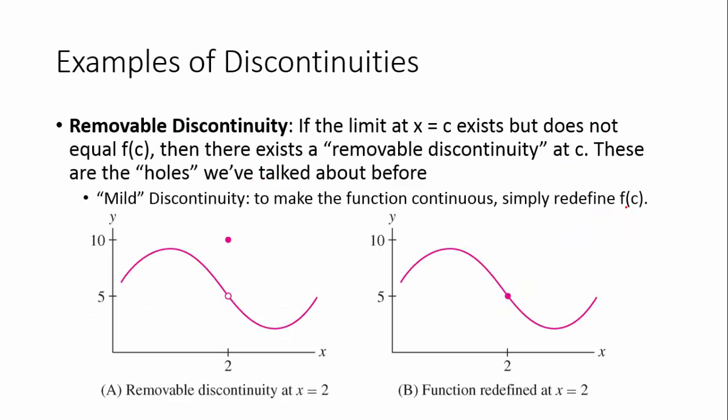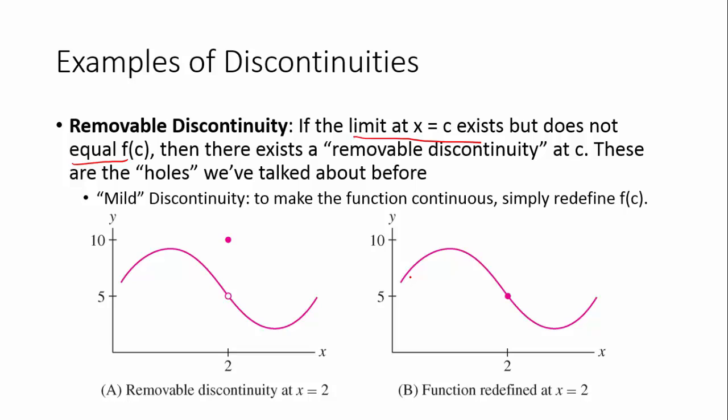Now I want to go through and talk about some of the different types of discontinuities and where those three conditions can break down. The first type we've already sort of talked about. Okay? It's a removable discontinuity. So this is a situation where we do have a limit at the point x equals c, but it's not the same value as f of c. We call that a removable discontinuity. These are those holes we've talked about.